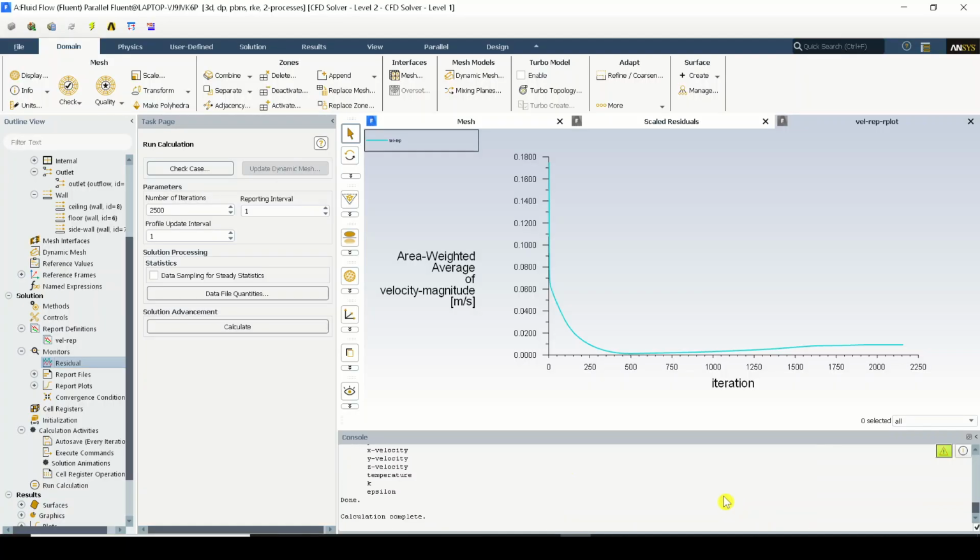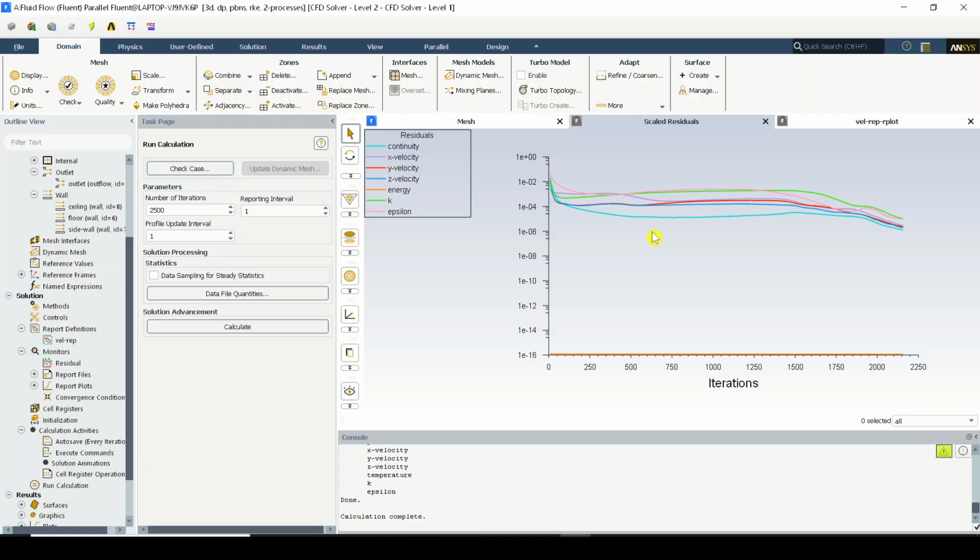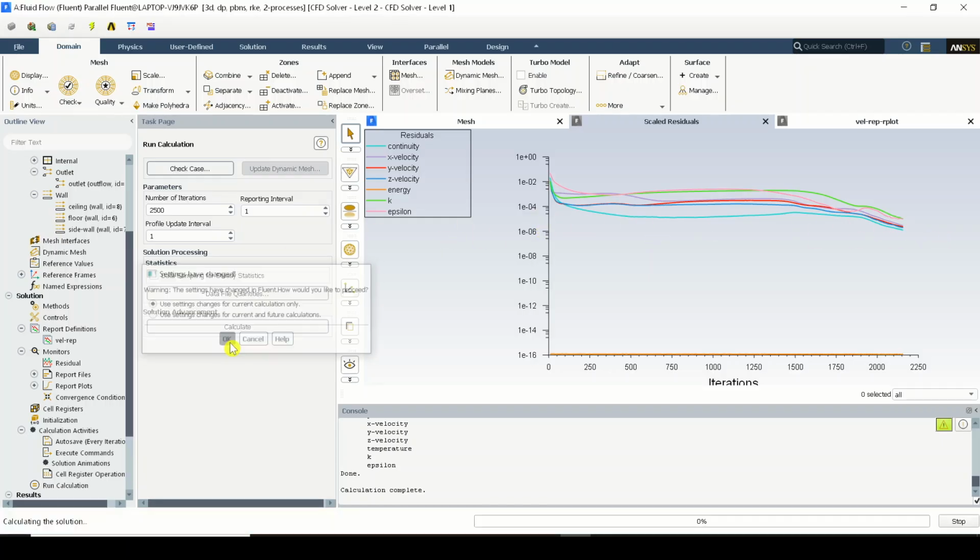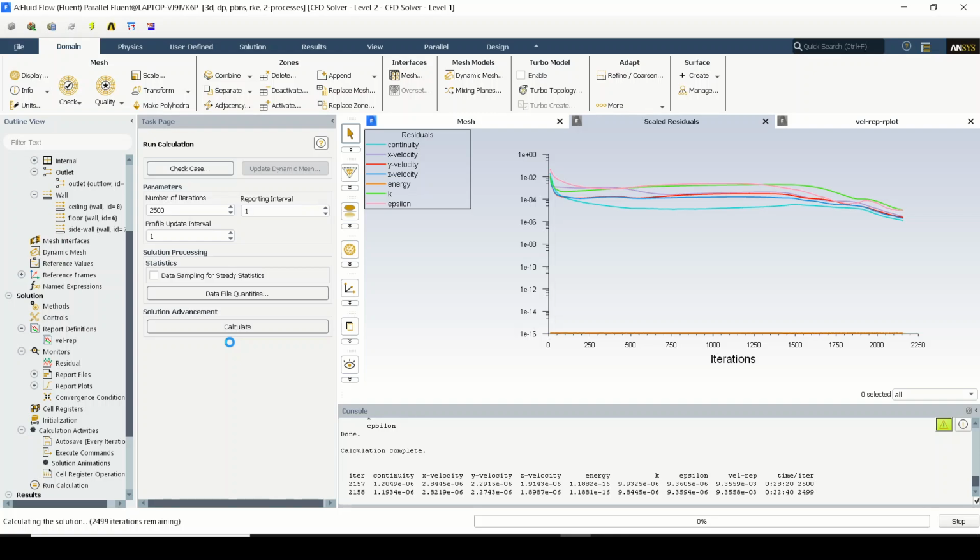So we have almost reached convergence, but again I just want to run up to 2500 iterations and see the line to be straight. And you can see the residuals have fallen below 1e minus 5 as of now. So let me just extend them for a while, and let us catch up in the next video.